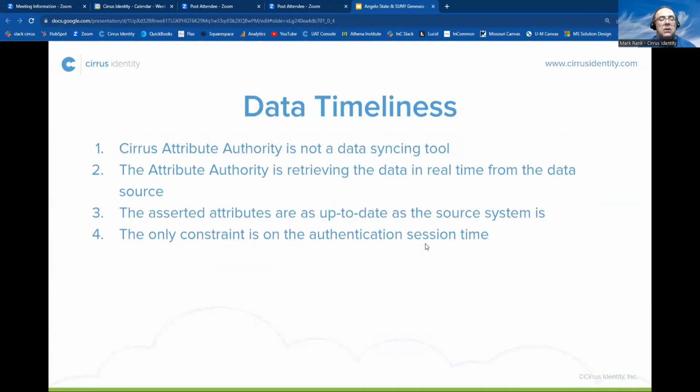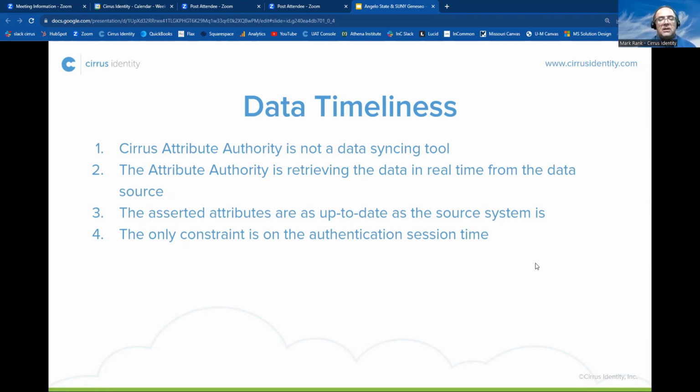Next slide, please. The other thing I want to stress about the Cirrus attribute authority is this is not a data syncing tool. We are not taking data from one place and putting it into Entra ID, Okta, those kinds of things. This is happening in real time. And the asserted attributes coming through the attribute authority are as up to date as the source system. So if you have a directory server in the background that is being updated on an hourly or real-time basis, those attributes will be reflected each time an authentication happens. And really the only constraint on data timeliness is what is the authentication session that is being established, either with the Cirrus bridge, the Cirrus proxy, or Entra ID itself, or Okta for that matter.